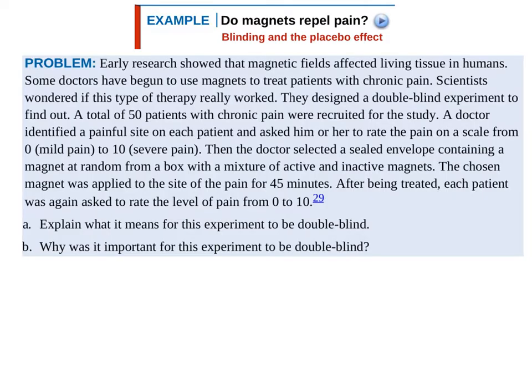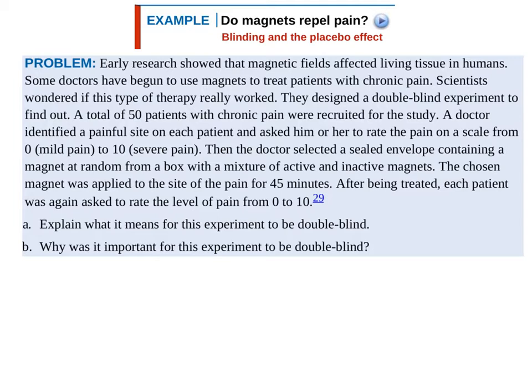All right, let's put that into a lovely example. This one's called, Do Magnets Repel Pain? So, our problem is that early research showed that magnetic fields affected living tissue in humans. Some doctors have begun to use magnets to treat patients with chronic pain. Scientists wondered if this type of therapy really worked. I'm sure you do too.